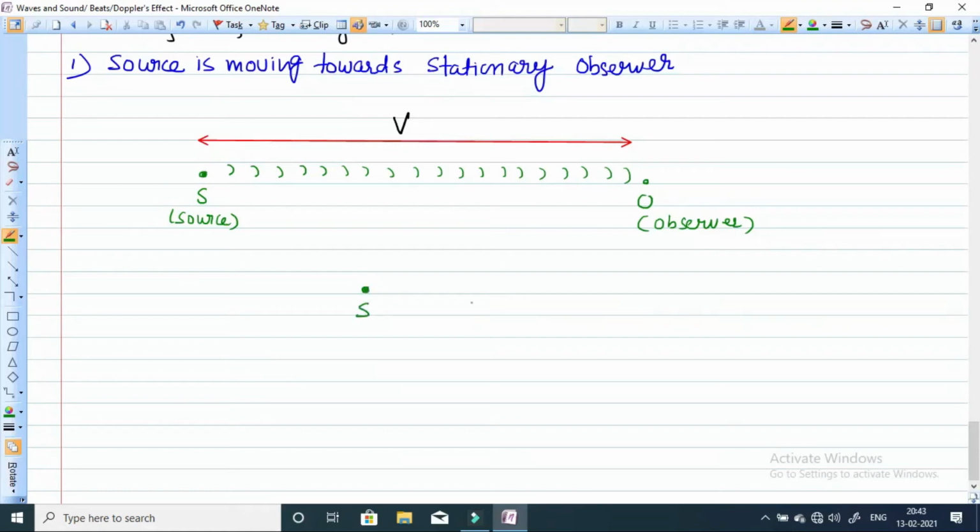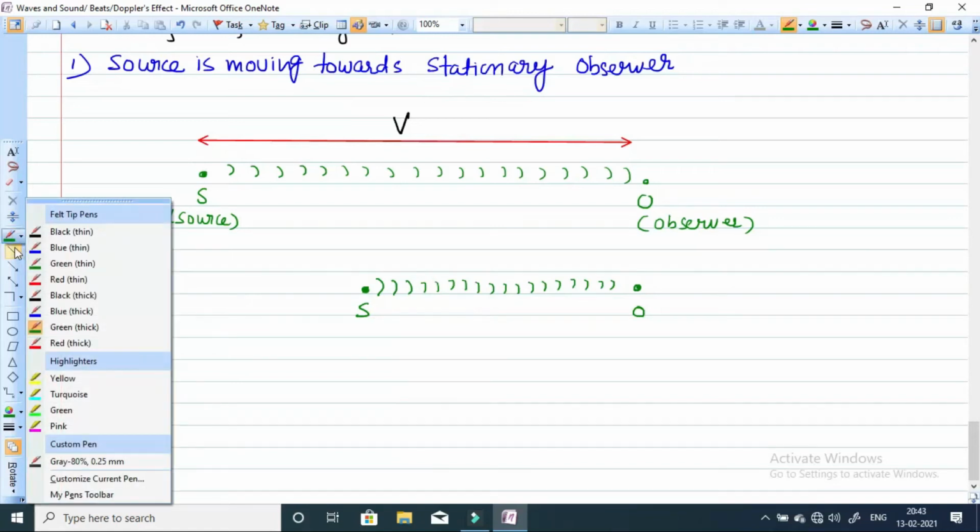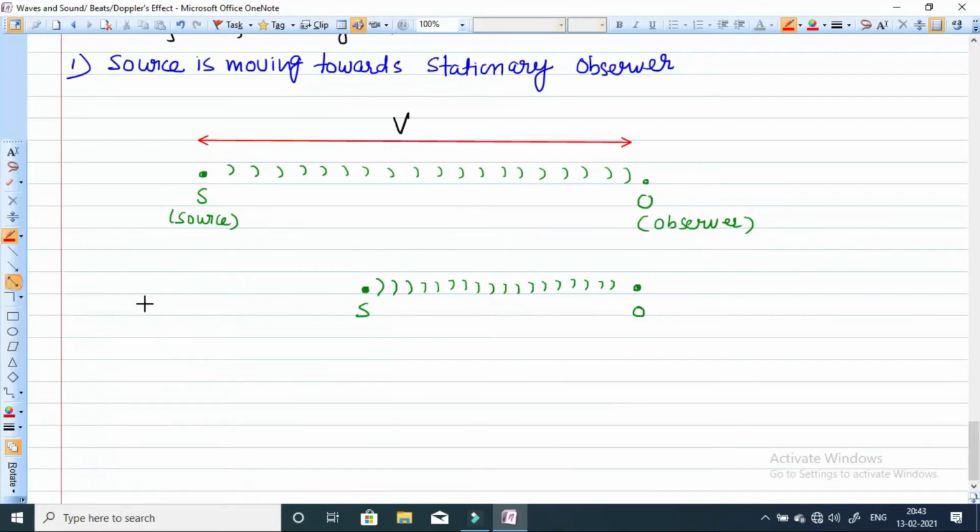Now the source is here. The observer is stationary, so the observer will remain at its original position. And this source of sound is continuously emitting waves, sound waves or simply waves or light waves, and they are reaching the observer. So what will be the distance traveled by the source in 1 second? The speed of the source is Vs, so the distance traveled by the source in 1 second will be equal to Vs into 1, and this will be your distance here.